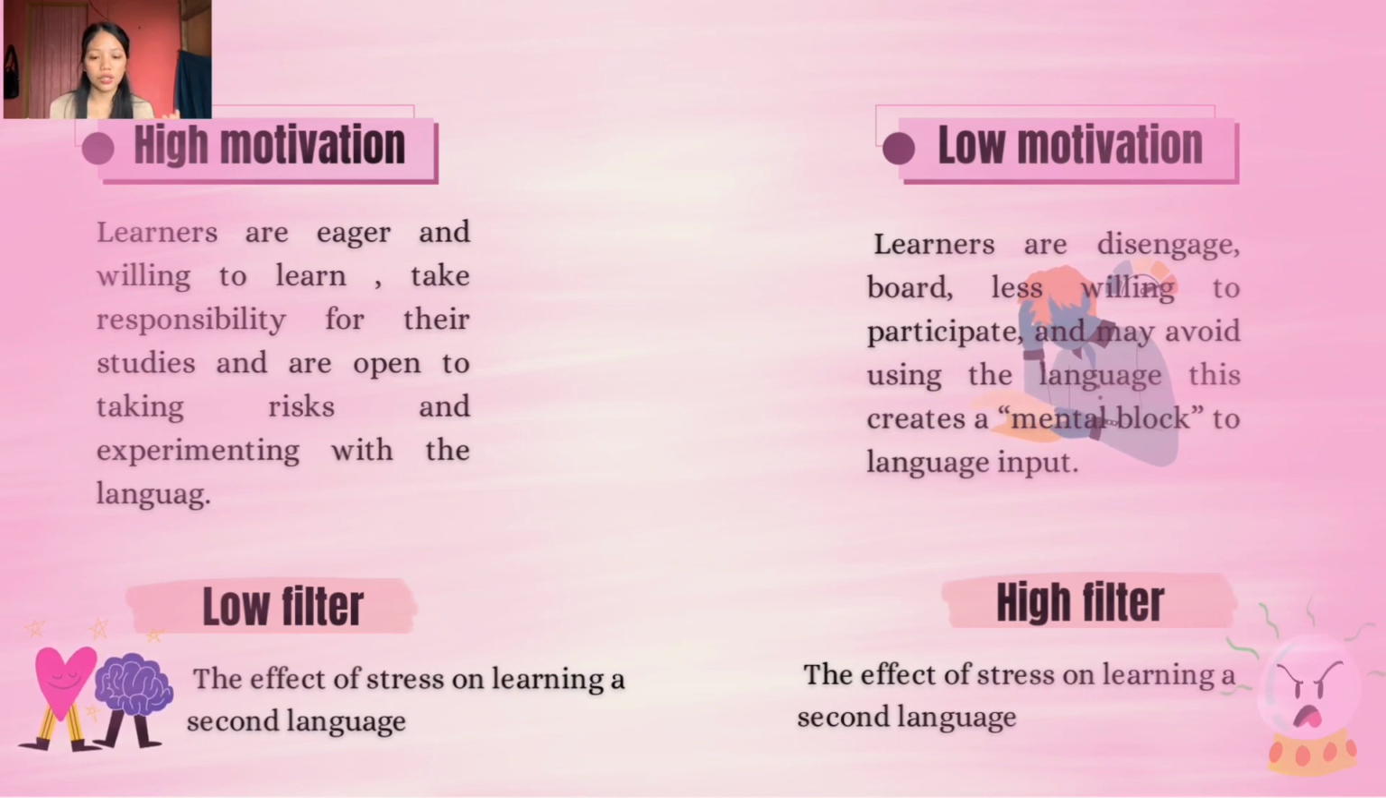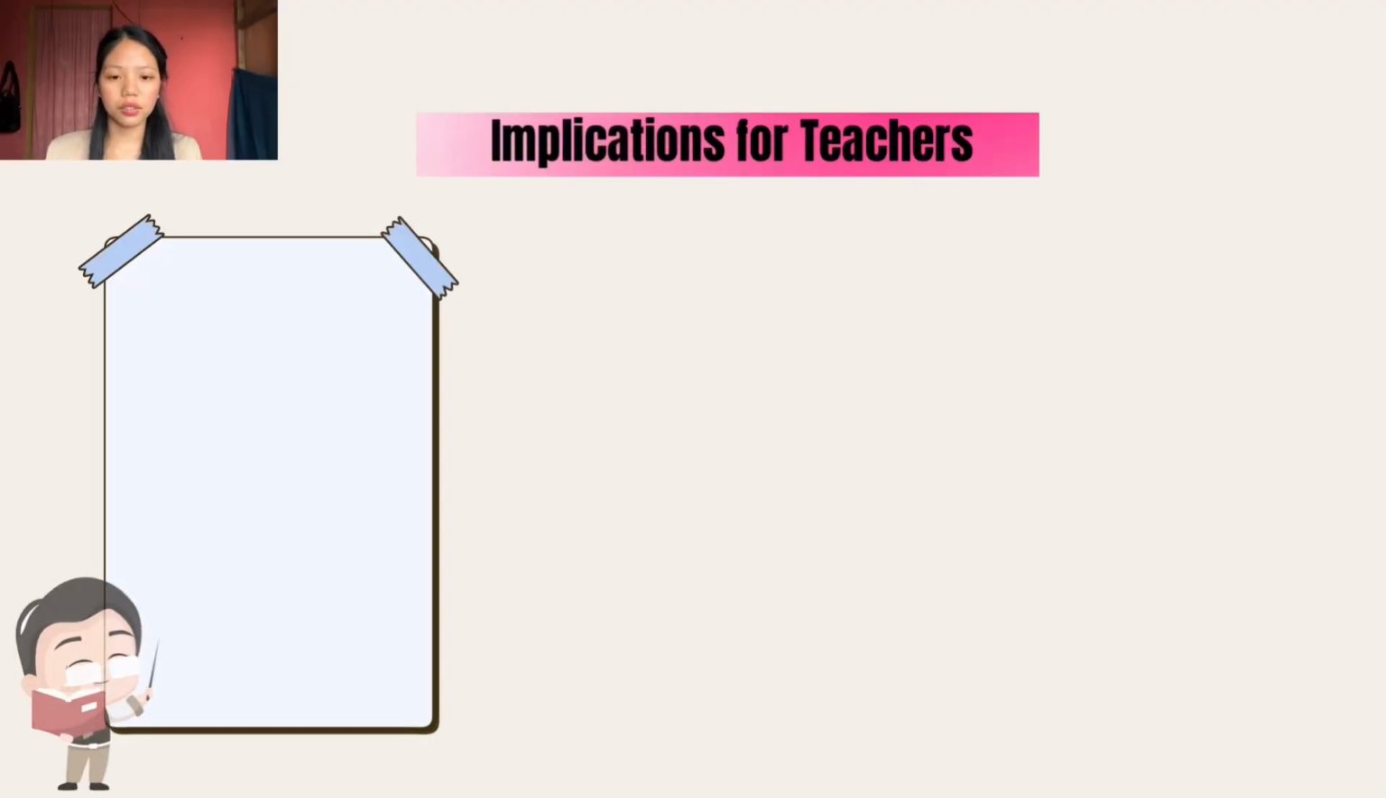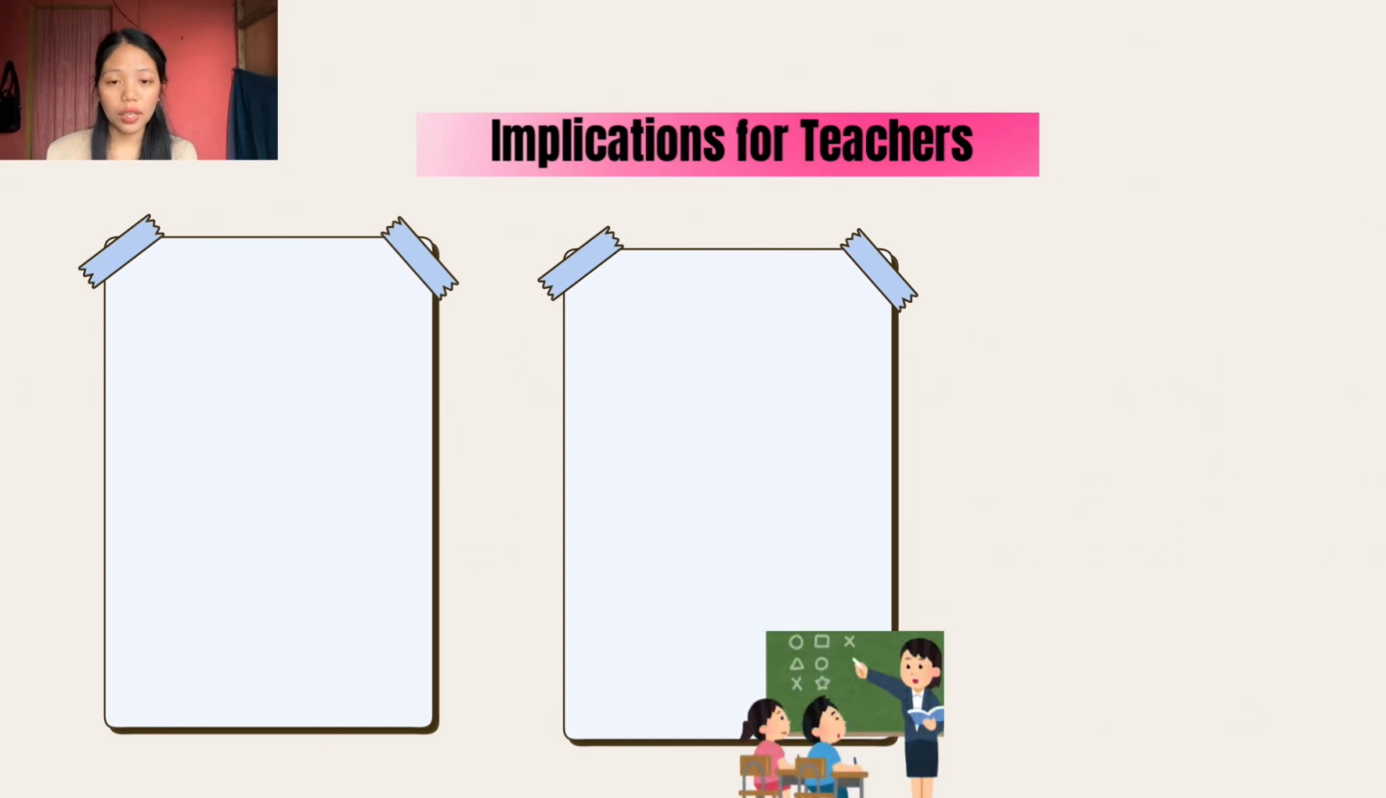Input and acquisition. Next, if we have a high affective filter associated with low motivation, low self-esteem, and high anxiety, this creates a barrier impeding the language learning process. So next, implications for teachers. As teachers, our goal is to lower the affective filter so students can acquire language naturally and effectively.